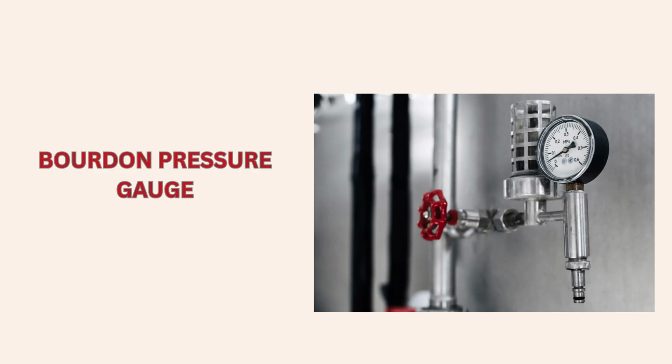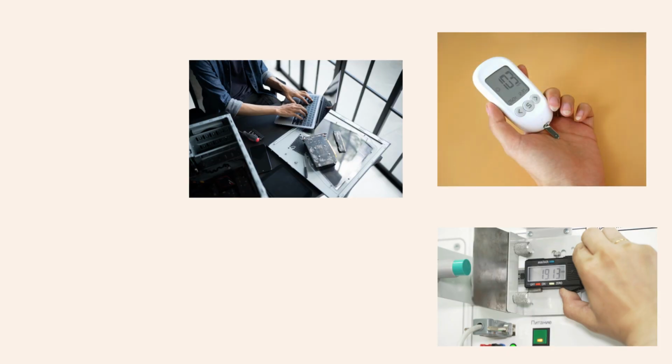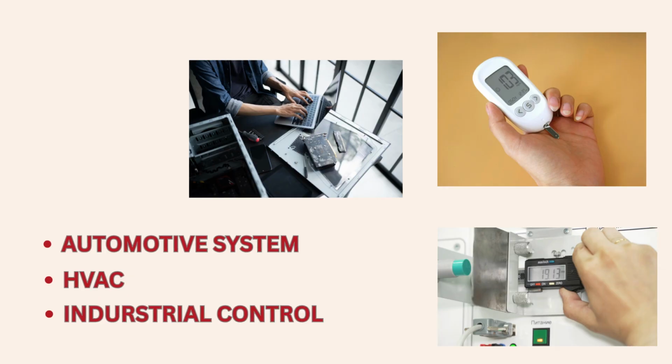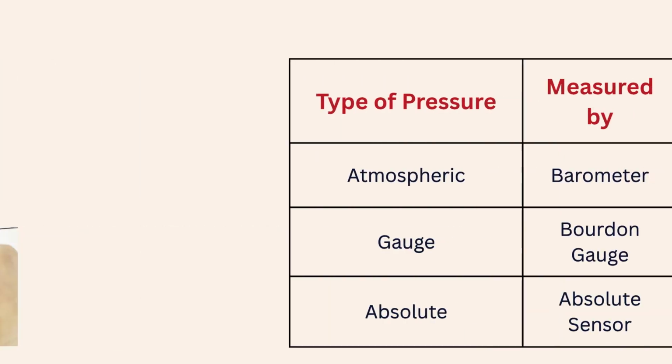To measure gauge pressure, engineers commonly use a Bourdon tube gauge. It measures pressure relative to atmospheric pressure. When it is gauge pressure, it means pressure above atmospheric. If it's negative, it's below atmospheric. In modern engineering systems, we often use electronic pressure sensors that convert pressure into electrical signals. For example, they are used in automotive systems, HVAC systems, and industrial control systems.